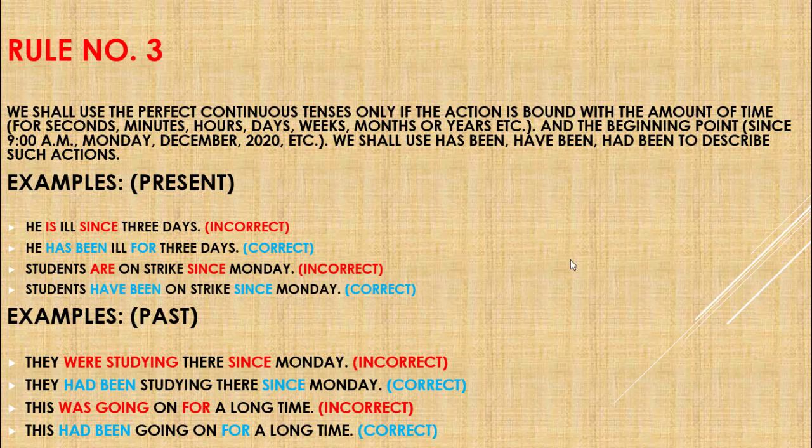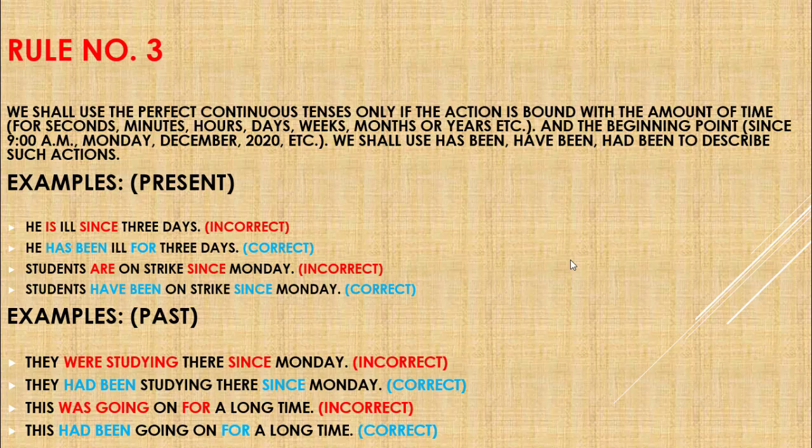As you can see in the examples of present tense, he is ill since 3 days is an incorrect sentence because when we say since 3 days, we shall use present perfect tense. So the correct example is, he has been ill for 3 days.